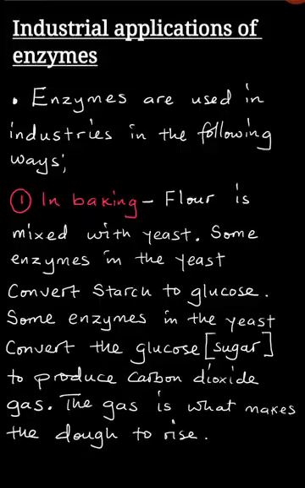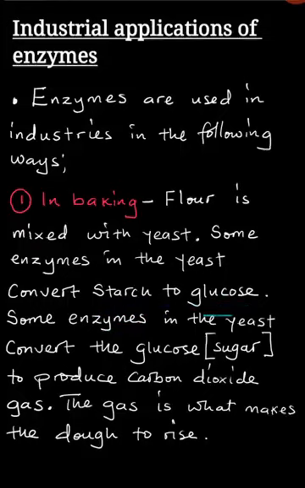When a person is baking, flour is used, and that flour is usually mixed with enzymes such as those that are found in yeast or baking powder or baking soda, if you like. Now, what happens is some of those enzymes in the yeast convert the starch, because you know that flour is a carbohydrate. Because flour is a carbohydrate, you find starch in carbohydrates. So you find that some of those enzymes that are found in the yeast convert this starch to glucose.